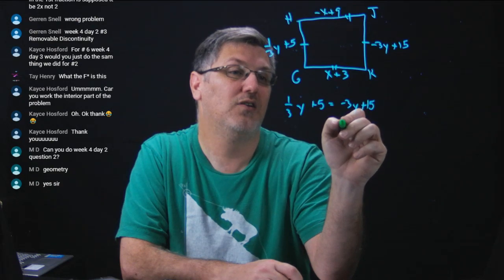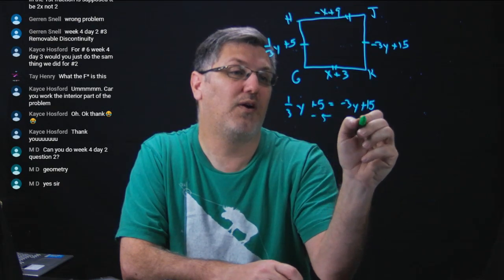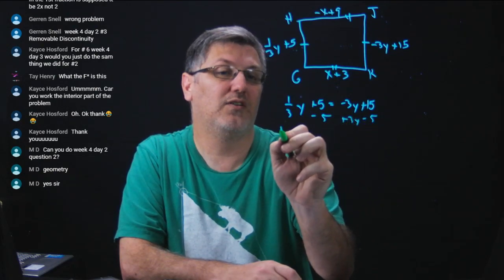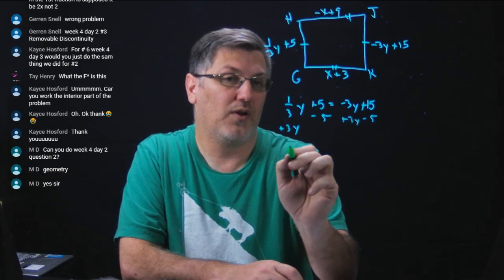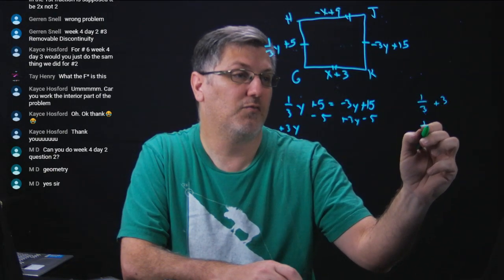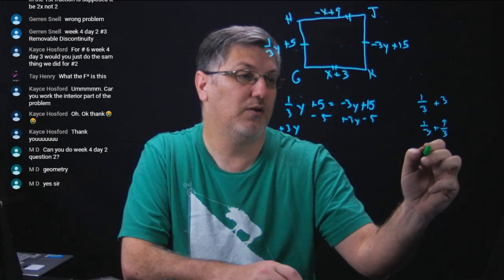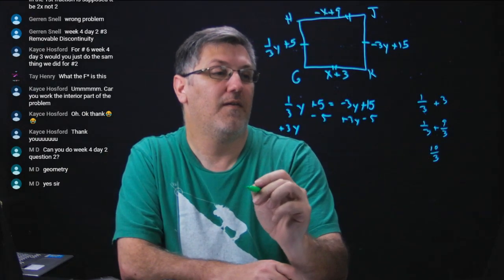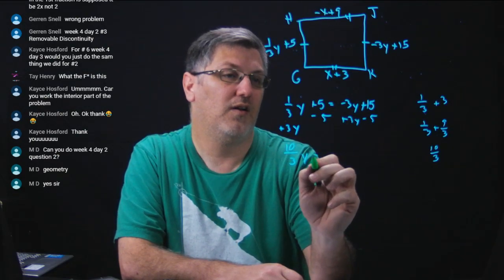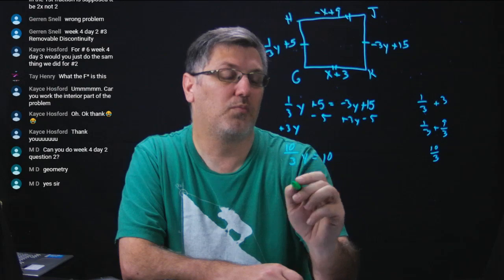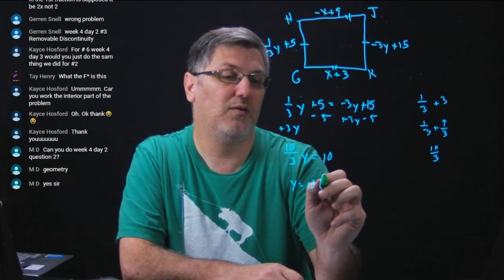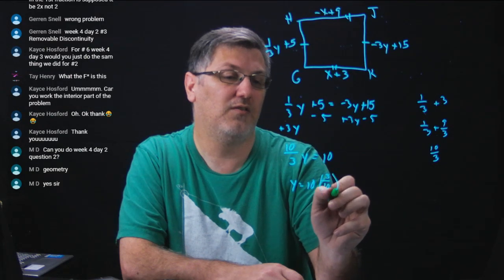Let's subtract 5 from both sides. Add 3y to both sides. So I'm going to have scratch work over here, 1/3 plus 3. This gives me 1/3 plus 9 over 3, which gives me 10 over 3. So this becomes 10/3 y equals 10. Multiply both sides by the reciprocal. I get y equals 10 times 3 over 10.